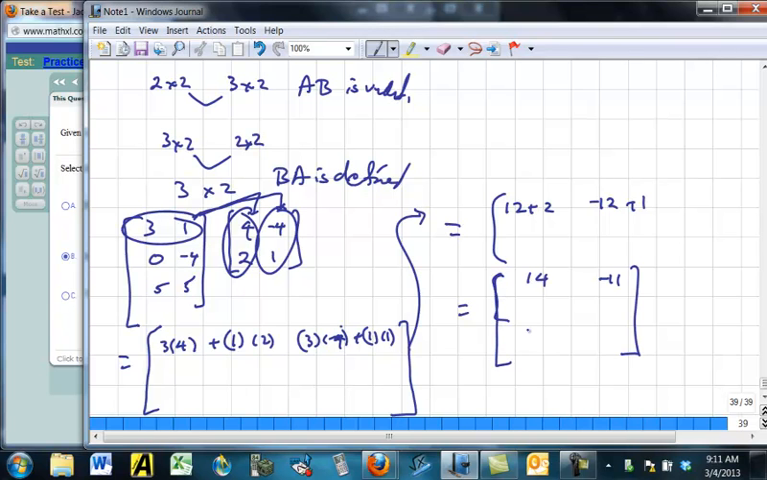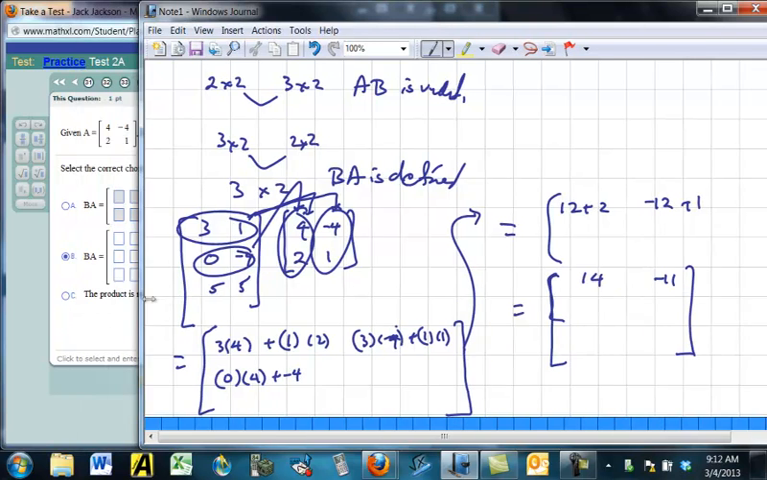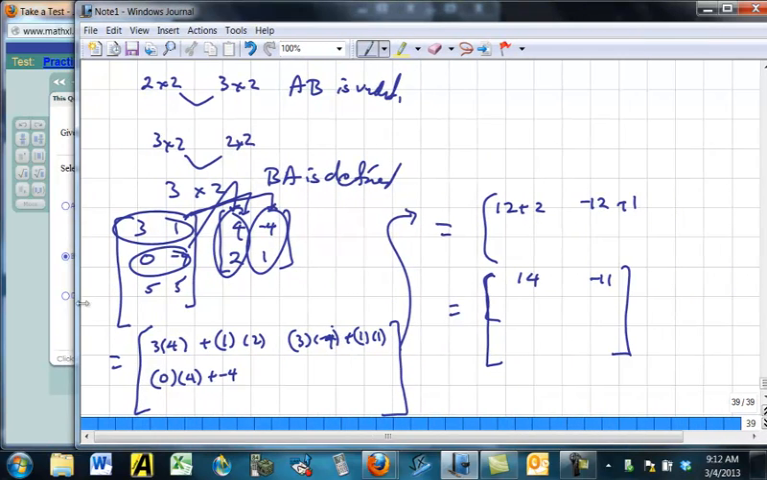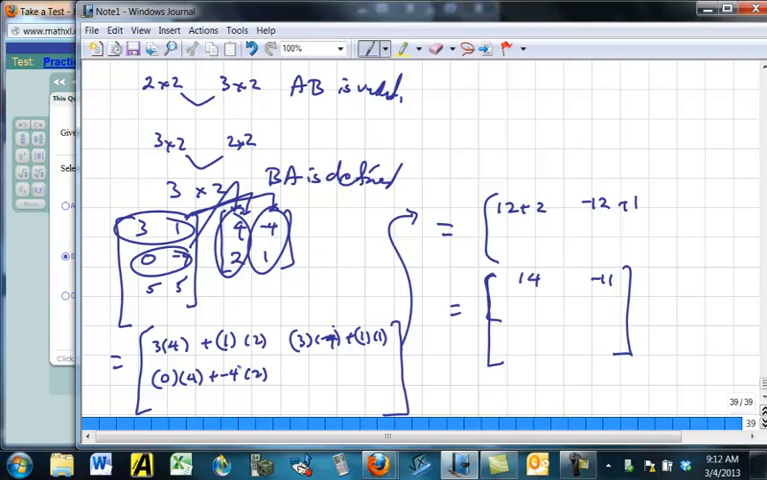Okay. Now, second row times the first column. 0 times 4 plus negative 4 times 2. So that's 0 minus 8 is negative 8. Second row times second column. 0 times negative 4 plus negative 4 times 1. That's 0 minus 4 is negative 4.